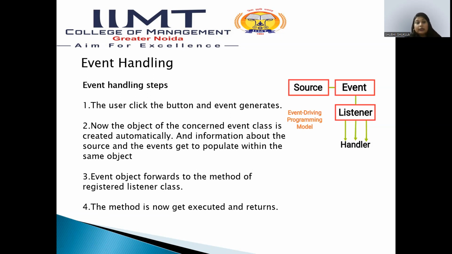First, the user clicks the button and an event is generated. Next, the object of the concerned event class is created automatically, and information about the source and the event gets populated within the same object. The third step, the event object is forwarded to the method of the registered listener class. And the last one, the method is now executed and returned.